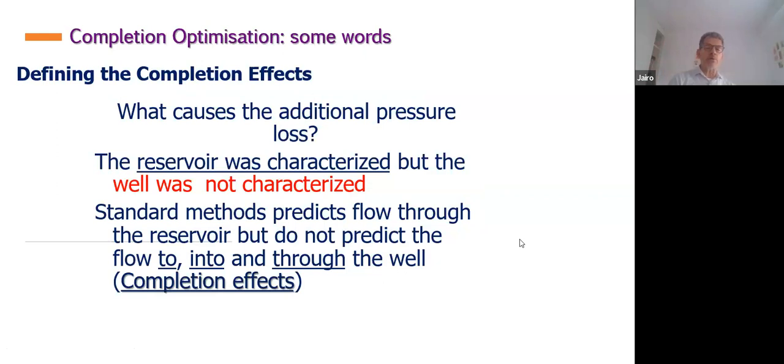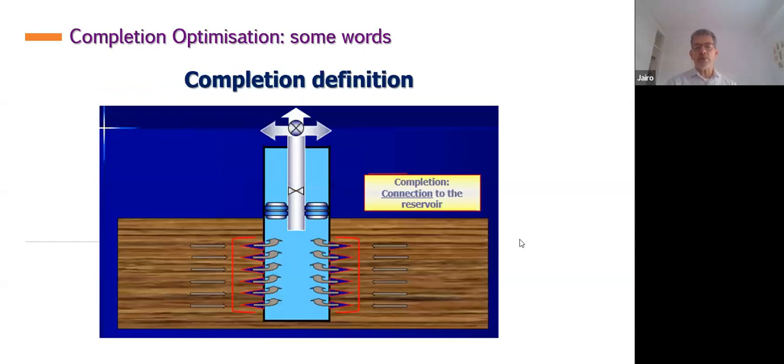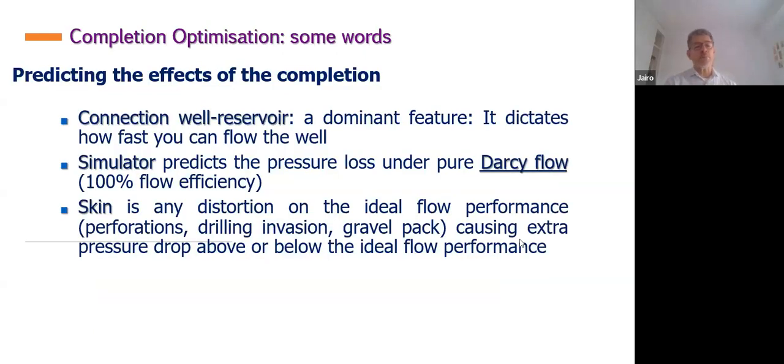The problem was that the reservoir was characterized, but the well was not characterized. That's why they have this discrepancy. Standard methods predict flow through a reservoir, but not the flow into and through the well. So it means the standard methods do not take into consideration the completion effect.